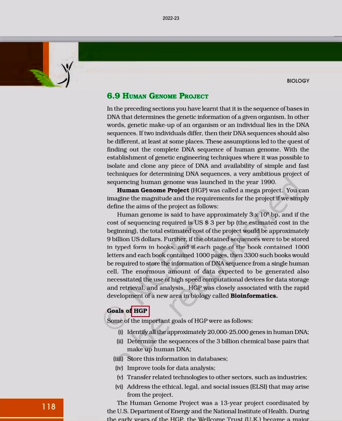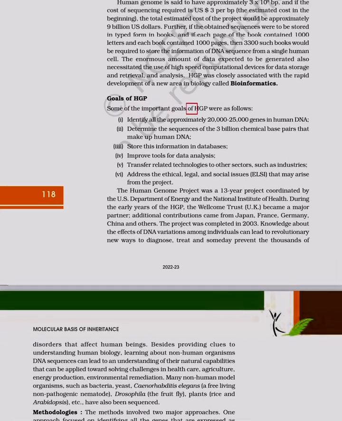Goals of HGP. Some of the important goals of HGP were as follows. Identify approximately 20,000-25,000 genes in human DNA. Determine the sequences of the 3 billion chemical base pairs that make up human DNA. Store this information in databases. Improve tools for data analysis. Transfer related technologies to other sectors, such as industries. Address the ethical, legal, and social issues (ELSI) that may arise from the project.